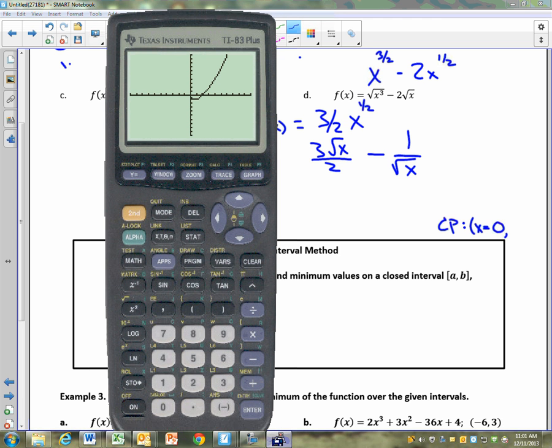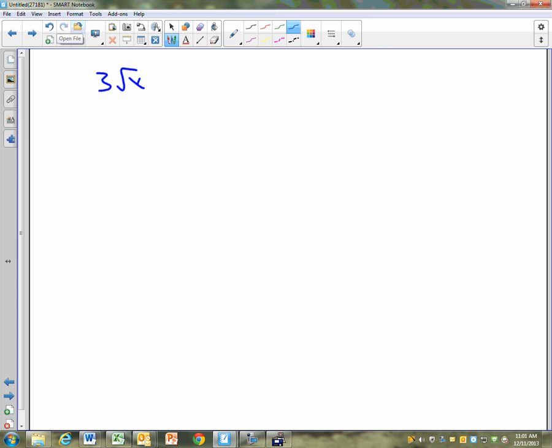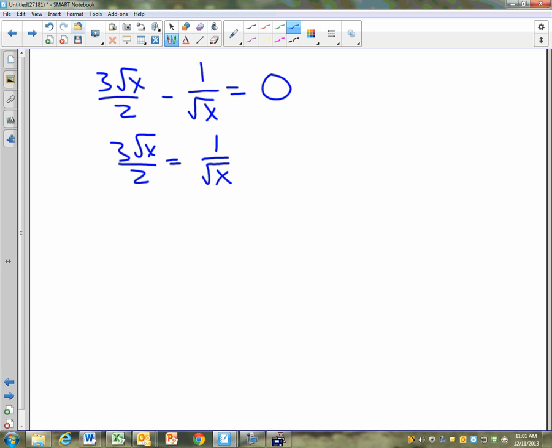Let's look at our graph ahead of time. Does it look like the graph has a spot where if you take the derivative, you get 0? Yeah, looks like really close to the beginning, doesn't it? So if we set this function equal to 0 and solve, hopefully we should get that spot. Let's try that. I'm going to create just a little extra room here. 3 roots of x over 2 minus 1 over the root of x equals 0. Okay? How would you like to do it? 3 roots of x over 2 equals 1 over the root of x. We sure can do that.